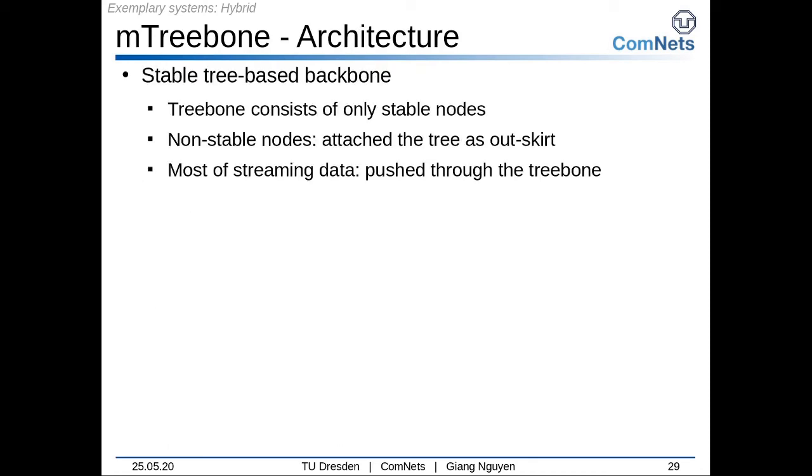So the architecture of mTreebone: first of all, it should consist of all the stable peers, and all the non-stable peers will be connected to the outskirts of the trees. And then the data is mainly pushed among the stable peers, and it is pulled from the outskirts.